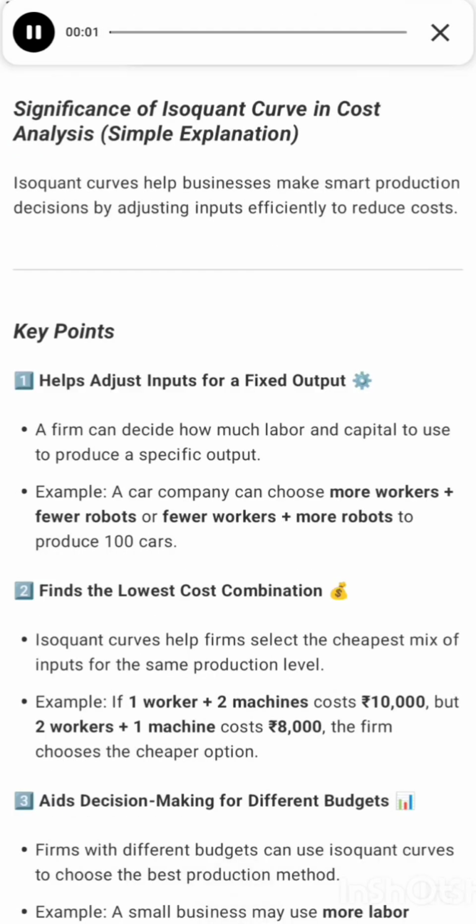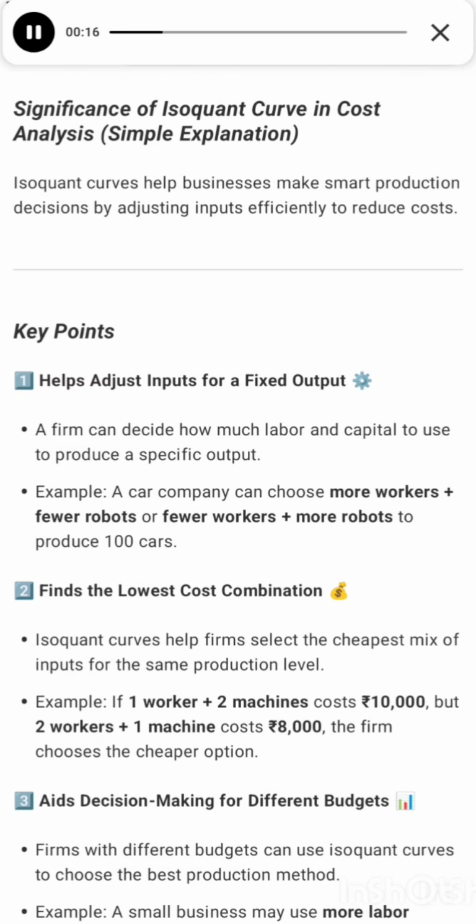Significance of isoquant curve in cost analysis. Simple explanation. Isoquant curves help businesses make smart production decisions by adjusting inputs efficiently to reduce costs. Key points. Helps adjust inputs for a fixed output.